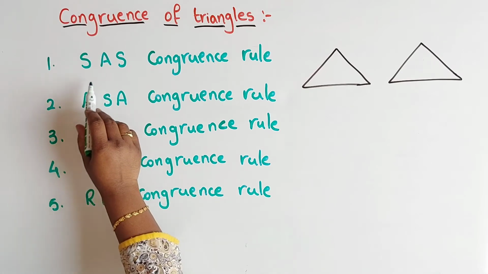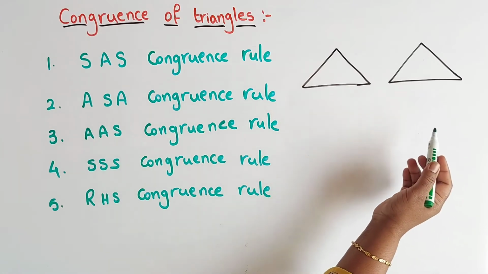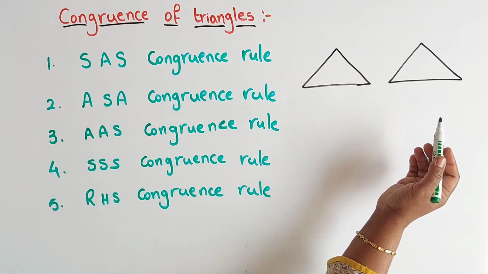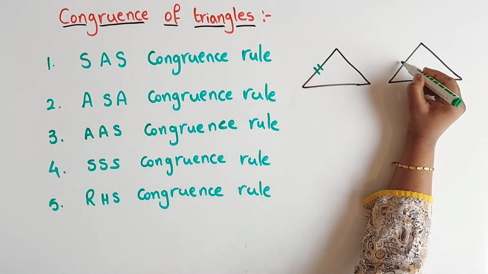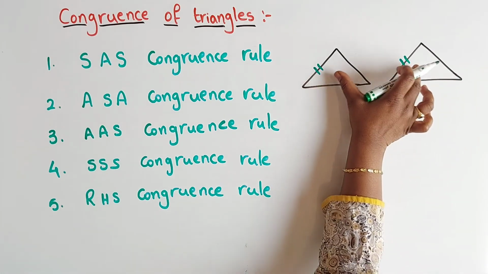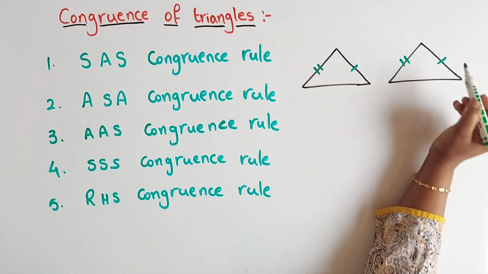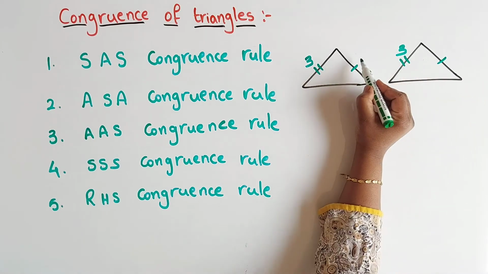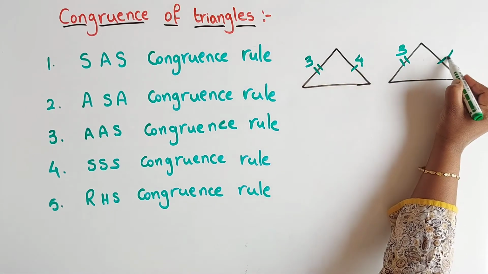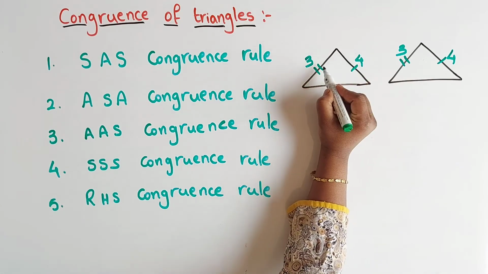Right? What is SAS congruence rule? Two triangles are congruent if two sides and the included angle of one triangle are equal to the two sides and the included angle of the other triangle. Right, children? Now see here, two sides are equal. If this triangle it has 3 means here also this is 3. If it is 4 means this side also it is 4. Right? Now two sides are equal to the other triangle two sides.